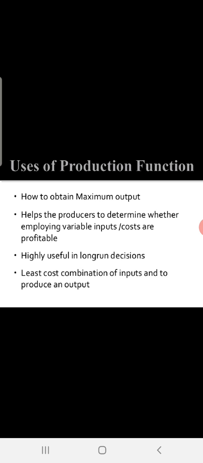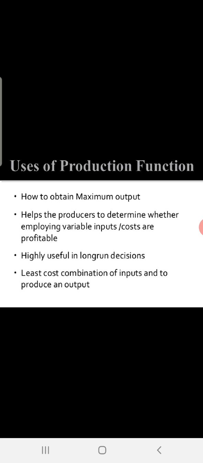What is the use of the production function concept? Why am I teaching you that concept, or what is the use of that content in your syllabus? The first is how to obtain the maximum output. If you require the maximum output, then what should you do? Which inputs do you have to increase? Such types of questions can be solved with the help of the concept of production function. Next, it helps the producer to determine whether employing variable input costs are profitable. Next, it is highly useful in the long run decision.